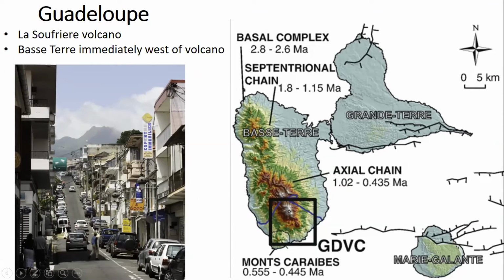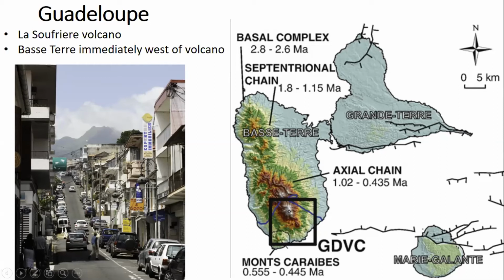Now, in terms of the hazard and risk, this photograph here shows you the town of Basse-Terre, which is just down here on the western side of the volcano. And here you can see the top of the volcano in the distance. And there are something like 70,000 people, certainly in the 1970s, that lived in this town. It's a major town on the island. It used to be the former capital.